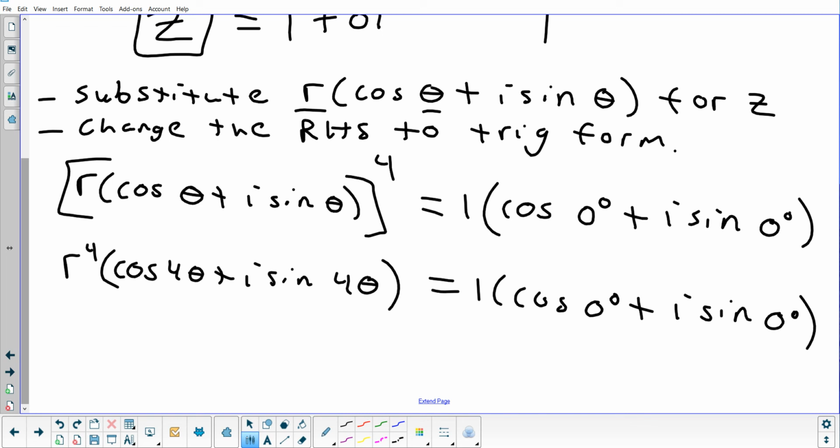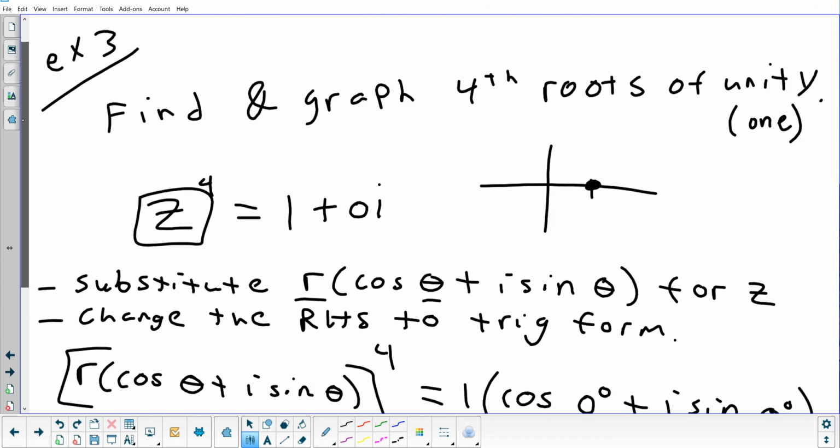Okay, now, how many variables are there on the left to solve for? Yeah, 4. Okay, can you name what they are? Never mind. Sarah? 2. R and theta. So those are the two things we have to figure out, and that's the answer to the question, the 4th roots of 1.